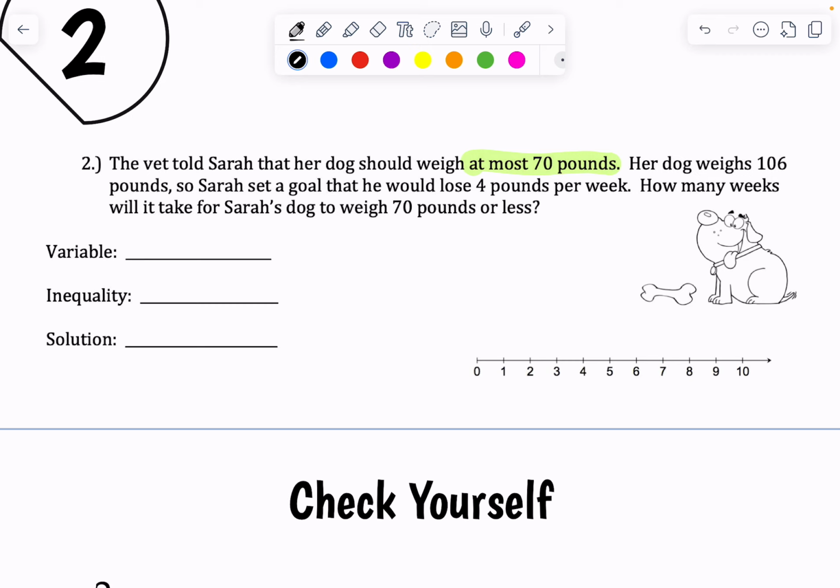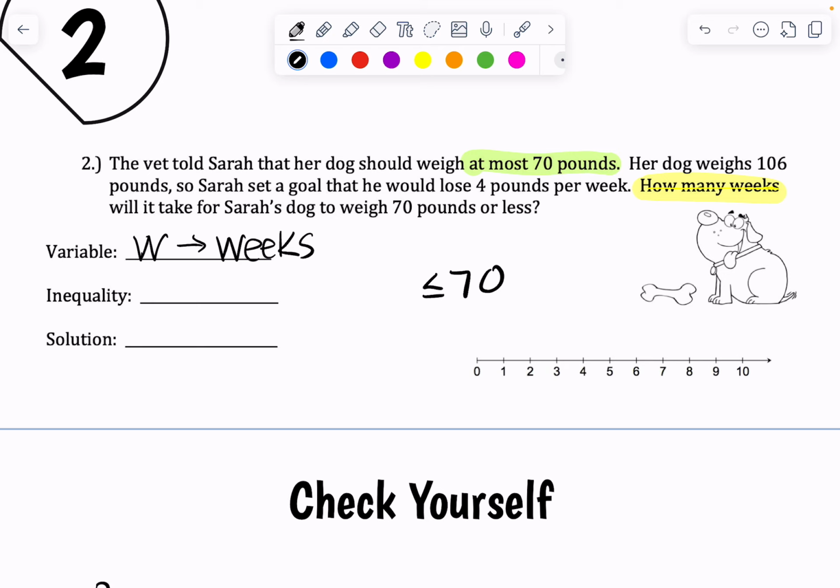Oops, scratch that, sorry. First, let's figure out what our variable is representing. This one, again, is asking how many weeks. All right, and so again, I'm just going to use a W for weeks. So we want to know how many weeks Sarah's dog needs to be losing weight. So now I'm going to go back to the at most 70 pounds. I know that that's going to be a less than or equal to symbol. So we need to be at most 70, so less than or equal to 70.